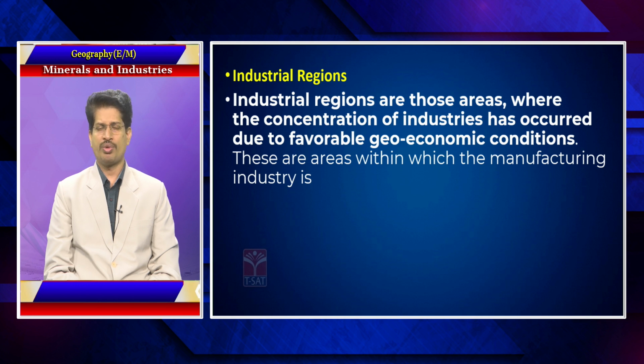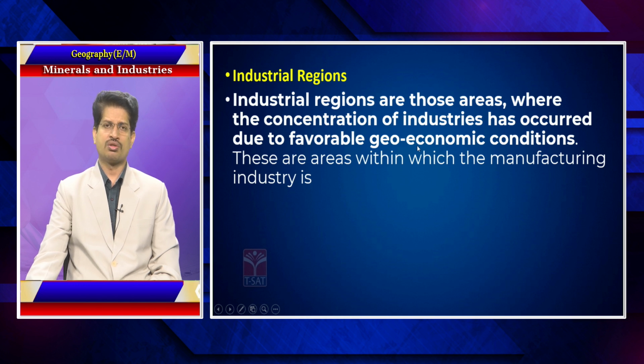So, geo-economic condition here implies that geographical factors, such as the availability of raw material in a region, can be given as an example. Economic factors mean, for example, a region which has a market, with huge human habitation consuming the product, is an economic factor. So, based upon these factors, the establishment of an industry is determined.